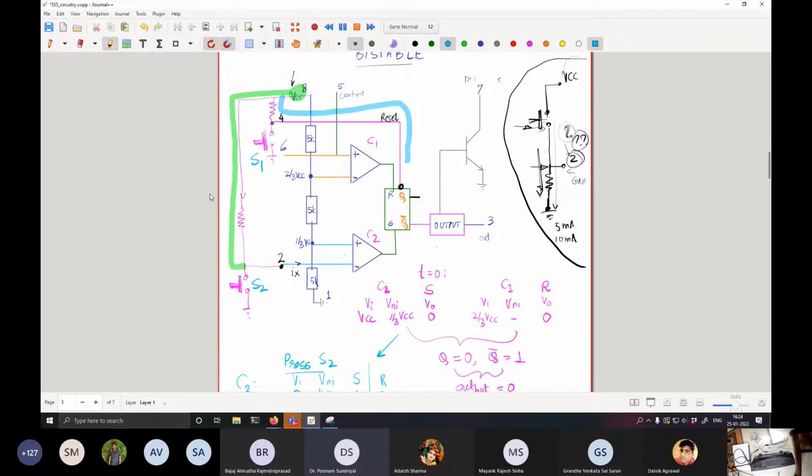All right, so at t equal to 0, let's look at comparator 2. At t equal to 0, comparator 2, the inverting input is at VCC because we have not yet pressed the switch S2. So the inverting input is VCC, whereas the non-inverting input is the reference voltage and it is 1/3 VCC. That much is clear? Yes. So what is the output of C2?